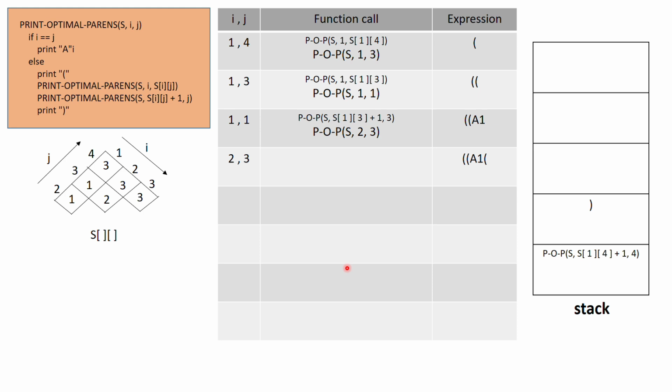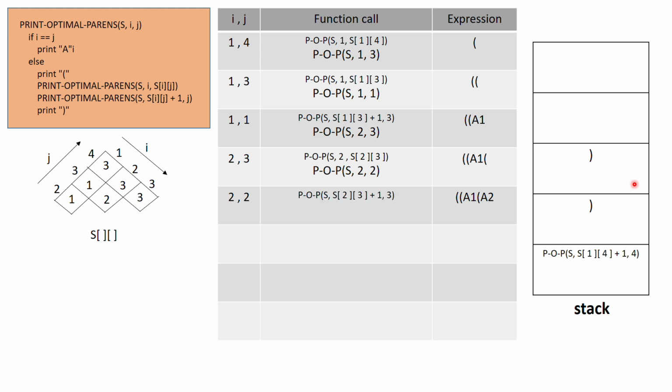Now it will call print optimal parens s of 2 comma s of 2 3, and the next function will move to the stack. Now the function is actually calling print optimal parens s of 2 comma 2, as i equals 2 and j equals 2, so it will go to the if part and print a2. Now it will again go to the stack and pop the function, this one, and call it and push a closing bracket at the place of it.